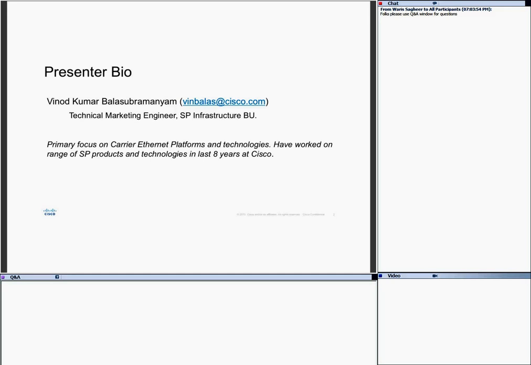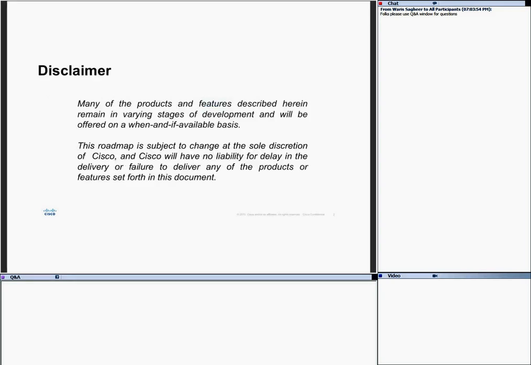A quick disclaimer: there are some products and some features that are going to be mentioned as roadmap. So if you're interested in the product or features and they are mentioned as roadmap, please do check with us before you go with the deployment. The features and the products which are on the future roadmaps may change based on business priority. So please do check with us if they are on track, and we should be able to confirm it to you. Thank you.